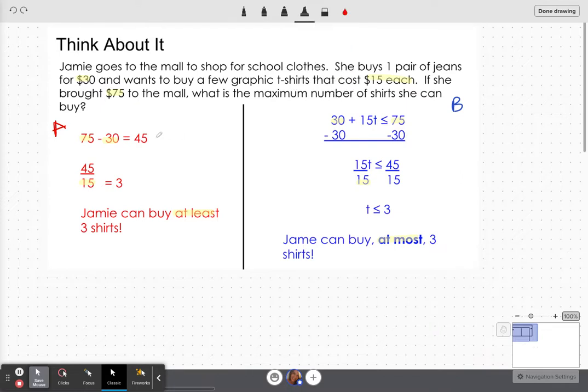When I look at their work, I see also that student A has an equal sign and student B has an inequality. So let's go back to the problem and figure out where the equal sign or inequality comes from. And I think I see it right here. It says the maximum number of shirts. So we are comparing the amount they have with the maximum number of shirts they can buy.